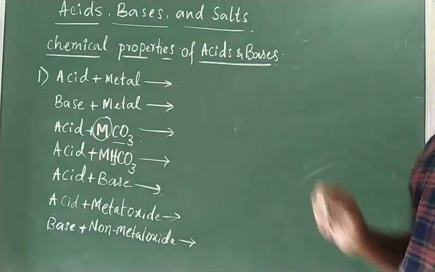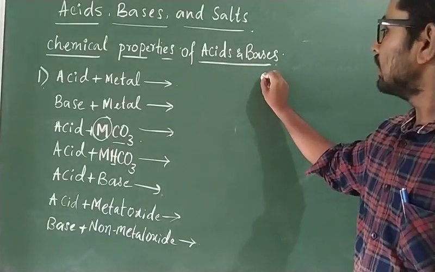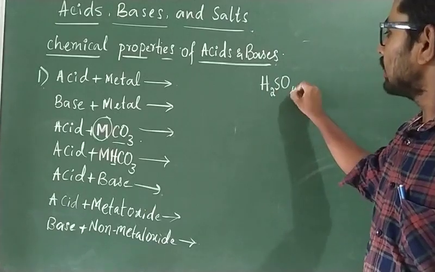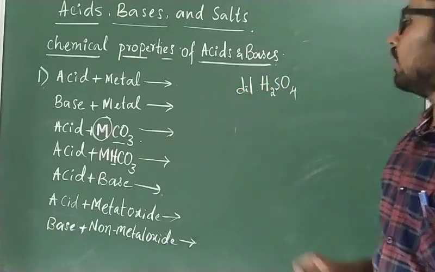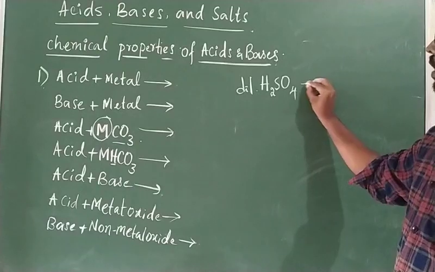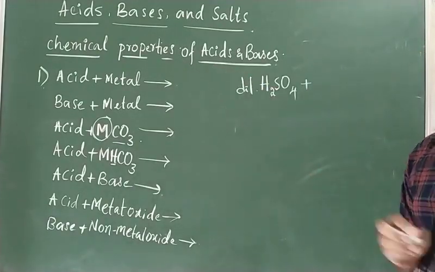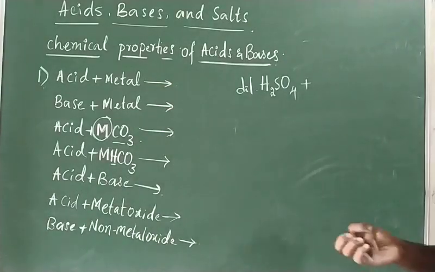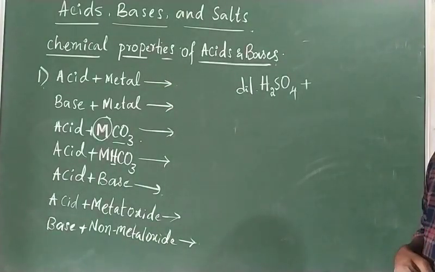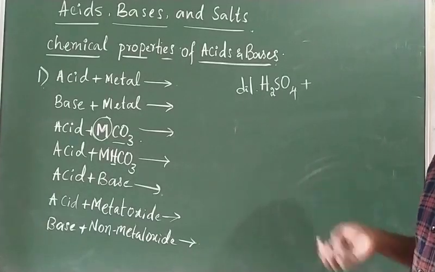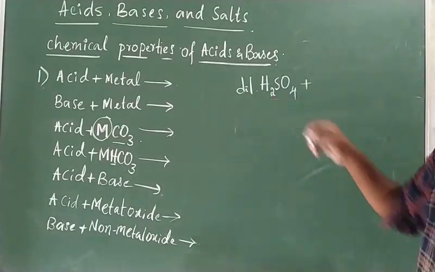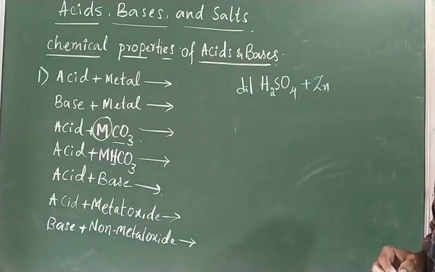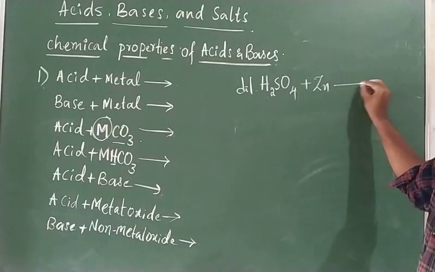Here they are saying metal plus acid. So if we take dilute hydrochloric acid, or we can take dilute sulfuric acid, and here we are going to add a metal. Remember, metals include many things like iron, aluminum, magnesium, lead, and copper. I will take dilute sulfuric acid, and to this I am going to add zinc. So what is going to happen?